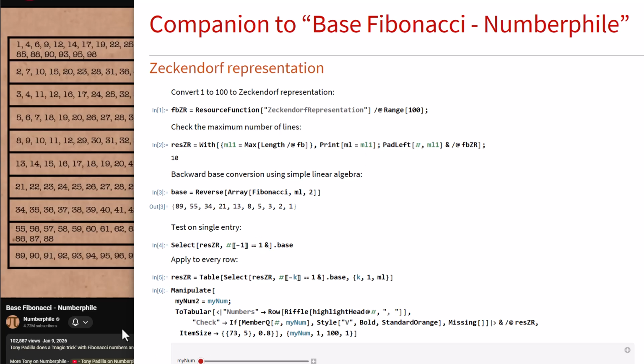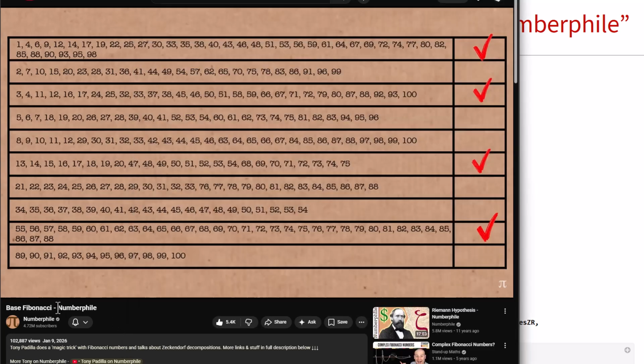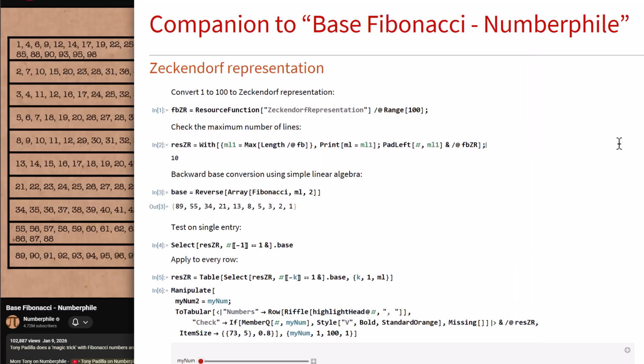I just watched a recent episode of Numberphile. It's talking about the base Fibonacci, and there's a trick. It's sort of a party trick, and he talks about how to use Zeckendorf decomposition to do this. I'm not going to cover the math part. You can just watch this video. It's quite comprehensive, and I just want to show you how to do this in Wolfram Language.